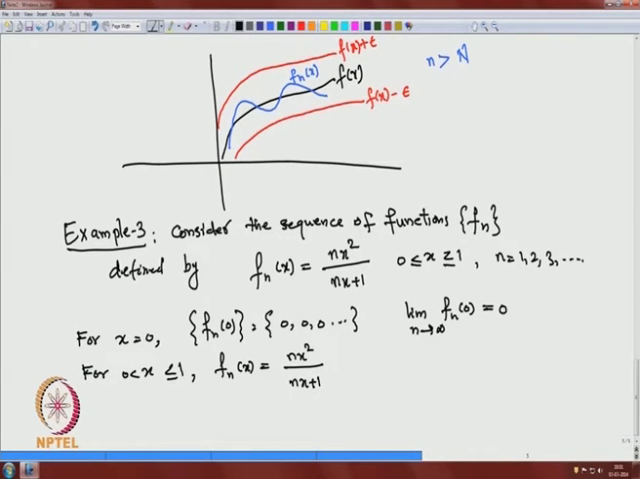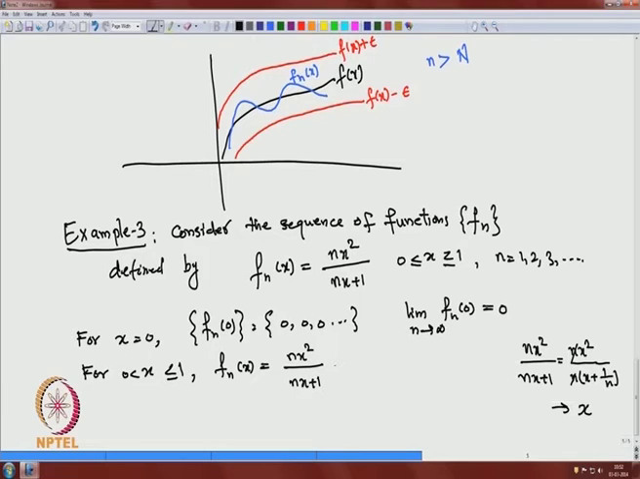And we can show it easily by a manipulation. n x square by n x plus 1 is n x square by n, taking x plus 1 by n common, and n and n get cancelled. As n goes to infinity, the denominator becomes x and the numerator is x square. So, x square by x, that is x.